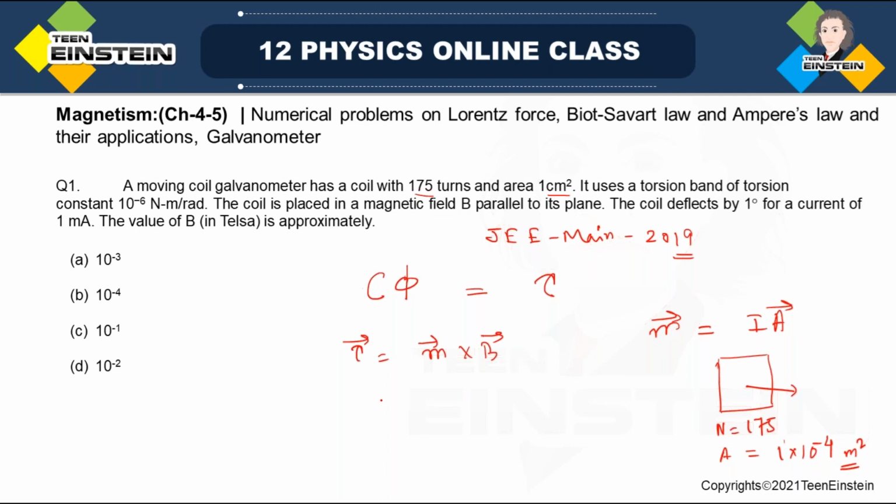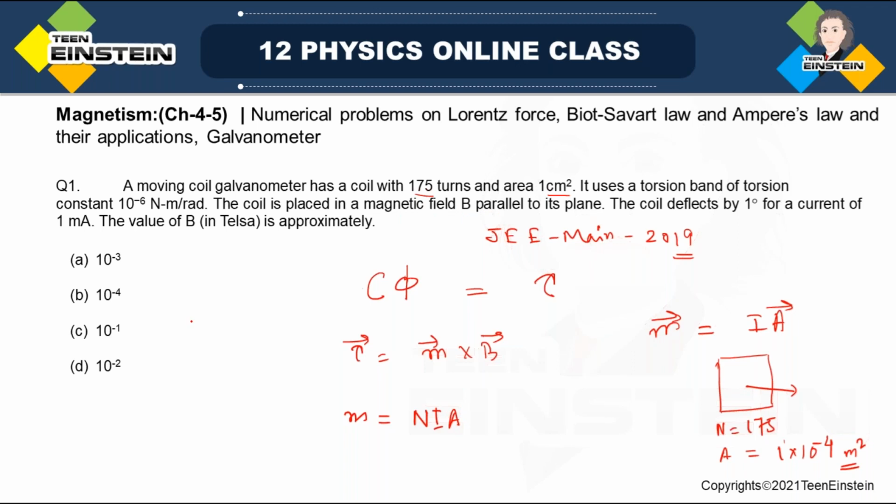Okay, so let us find out first what is M. Let me find out the magnitude itself. M is I into A, that means total current, that is I into N. In one turn there is I current, so in N turns there will be N into I current. So this is N into I and this is the area. So this will be M. This is the magnitude of the magnetic moment.